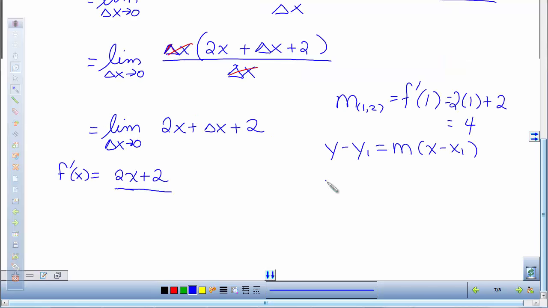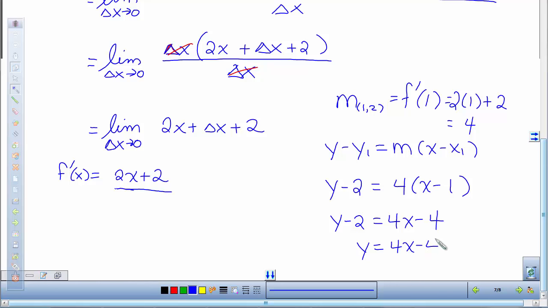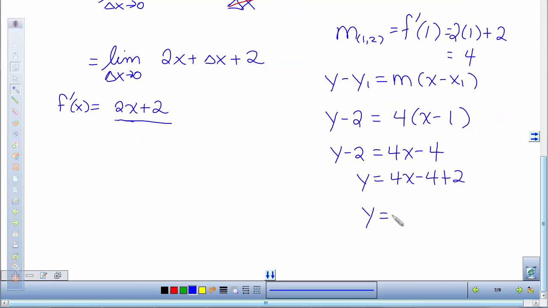So we get y minus 2 equals 4 times x minus 1, or y minus 2 equals 4x minus 4, y equals 4x minus 4 plus 2, or y equals 4x minus 2. So this gives me the equation of the tangent line on this graph at the point 1, 2. Let me just show you what that looks like.